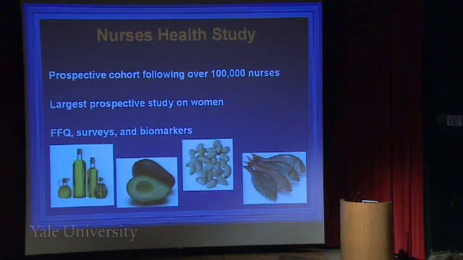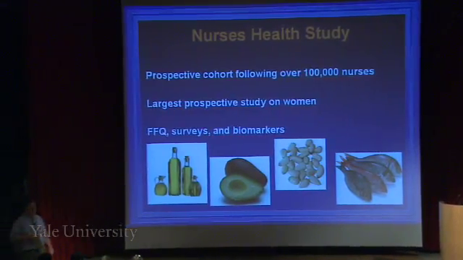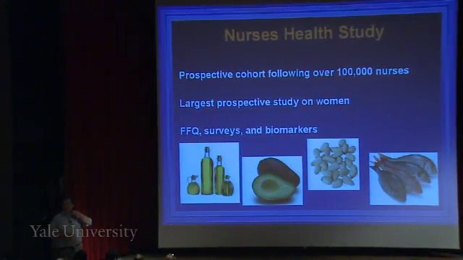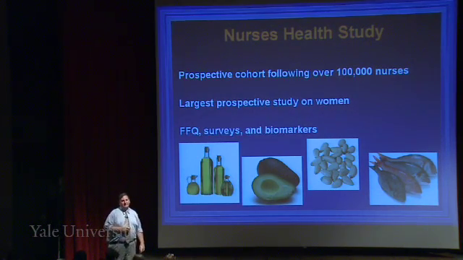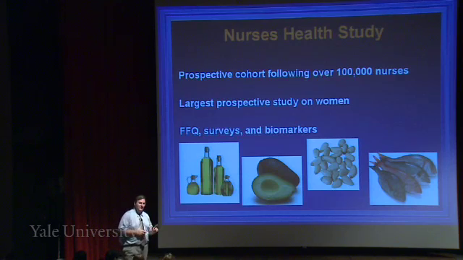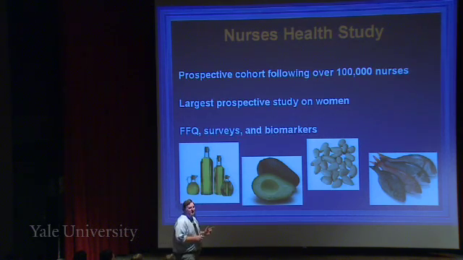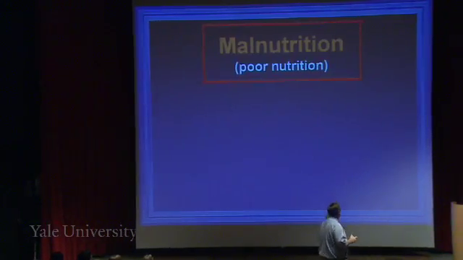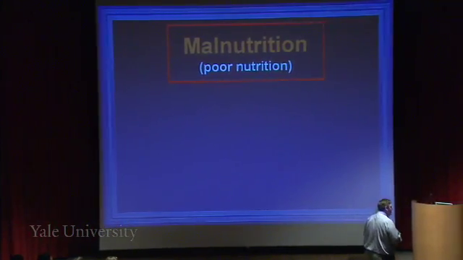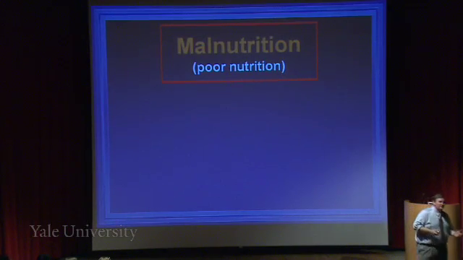Countless important papers have been published from this particular cohort, but it's by far the largest study on women. They use food frequency questionnaires, which I mentioned before, surveys, and then biological markers like blood tests of certain things to see how diet is related to health. So a good bit of what we know about diet and health now comes from studies like the Nurses' Health Study, and in the past from studies like the Framingham Study and the 7-country study. From all this, we can conclude several things.